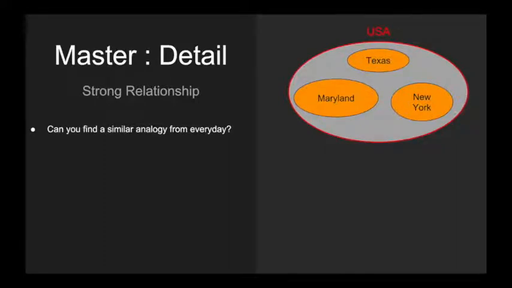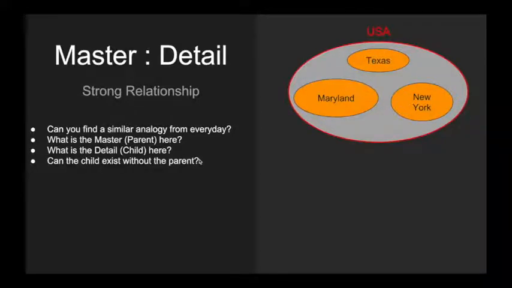Can you think of a similar analogy from everyday life? Is there another kind of relationship where the child record, like Texas, cannot disassociate itself from the parent record, which is the country, like USA? Just to remind you, in the example I showed you, USA is the parent. And what is the child? Obviously it's Texas. Parent, child. The child cannot leave the parent, and the parent cannot abandon the child.